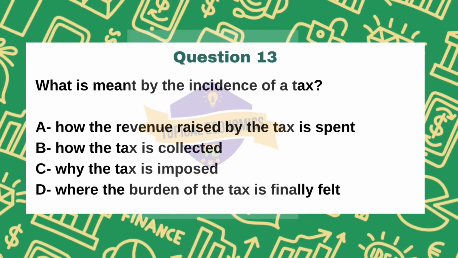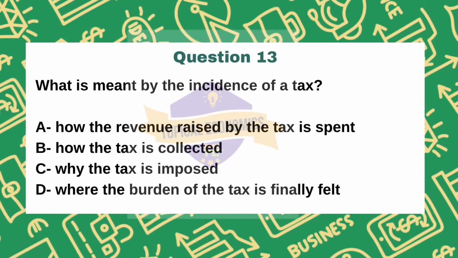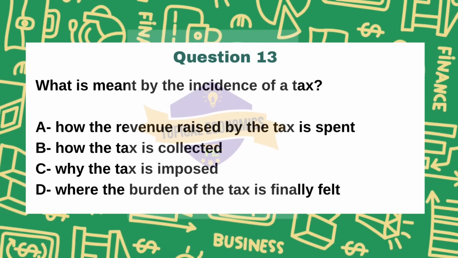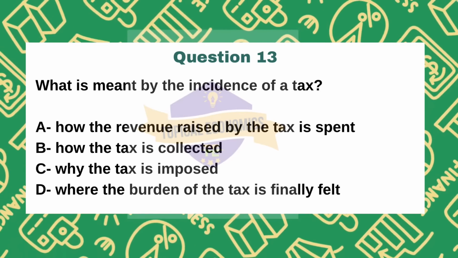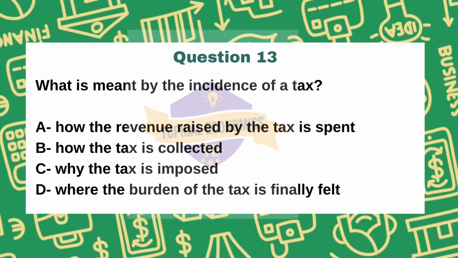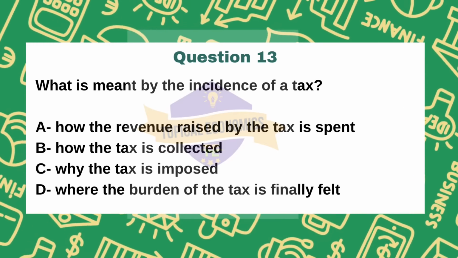Moving to the 13th question. What is meant by the incidence of a tax? A. How the revenue raised by the tax is spent. B. How the tax is collected. C. Why the tax is imposed. D. Where the burden of the tax is finally felt. The correct answer for this question is option D. Where the burden of the tax is finally felt.